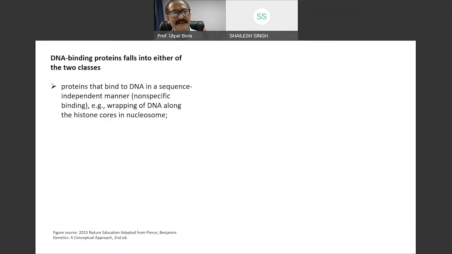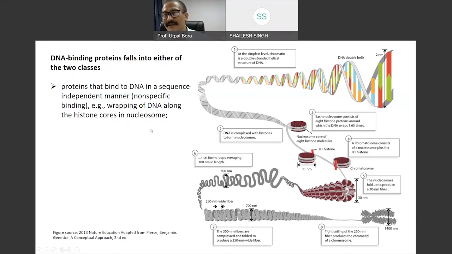The first class is the proteins that bind to DNA in a sequence independent manner. Non-specific binding. One of the most important players in this class is the histones, which constitute the nucleosome. You know about the genome architecture, how the DNA double helix wraps around the nucleosome core of these histone molecules, 8 of them comprising this core. So this is exactly what we are discussing today, DNA binding proteins binding to the DNA in a sequence independent manner.